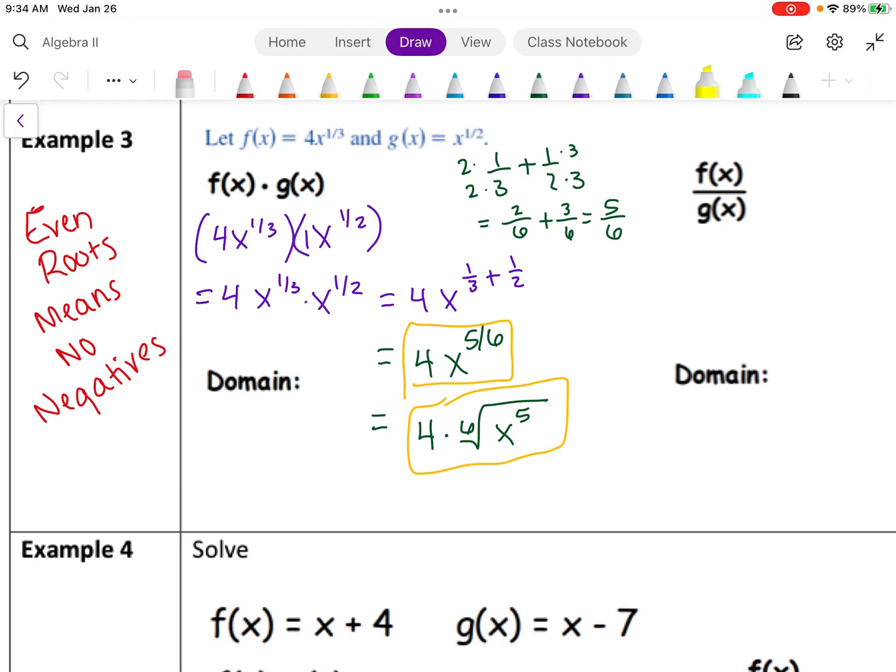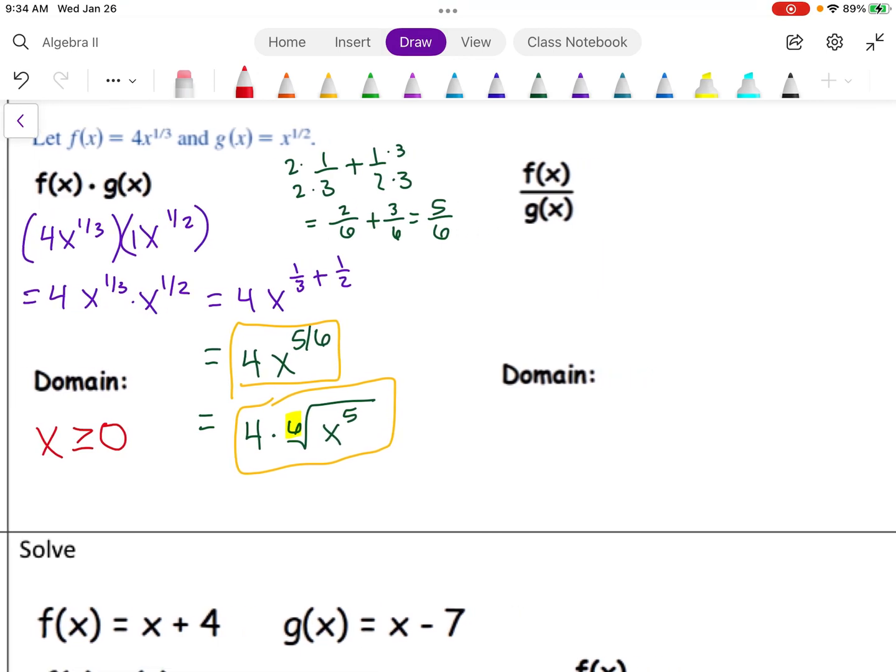Well, now looking at it, we have an even root. So for our domain, we have a restriction here. We can't have any negative numbers. So our domain is where x is greater than or equal to 0. Because if it was, right, again, if we had a negative number, we can't take the square root of a negative, so that would be undefined here, which is why we have the restriction.